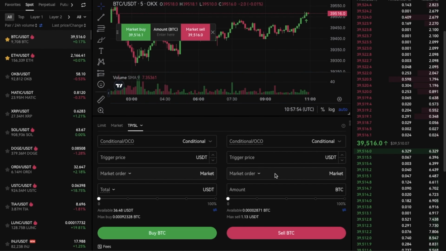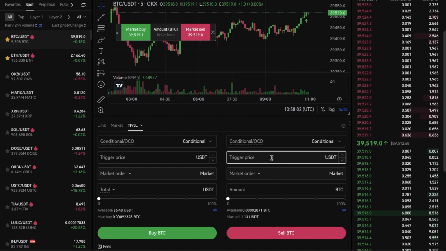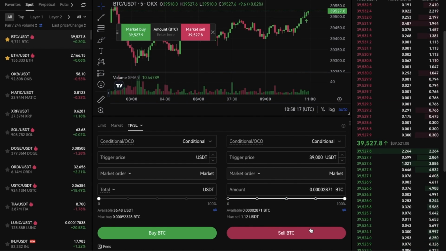For example, if you own Bitcoin and you're worried about the price falling, you could set a stop price lower than the current market price or at the price that you paid, so that you don't make a loss. Once the price falls to or below this stop price, your market order is then activated.